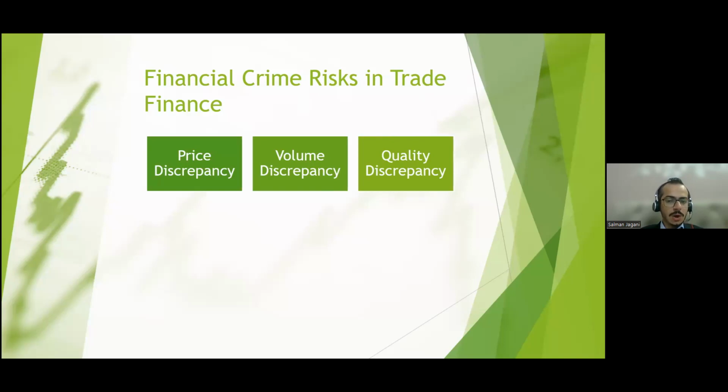So this is also the same as volume discrepancy, which is also a financial crime risk in trade finance. Then we have quality discrepancy. Quality discrepancy is the misrepresentation of quality of goods, where you say that something would be exported or imported, but what you receive or what you send is something else.